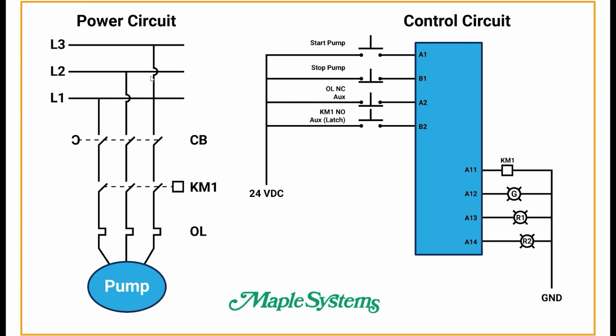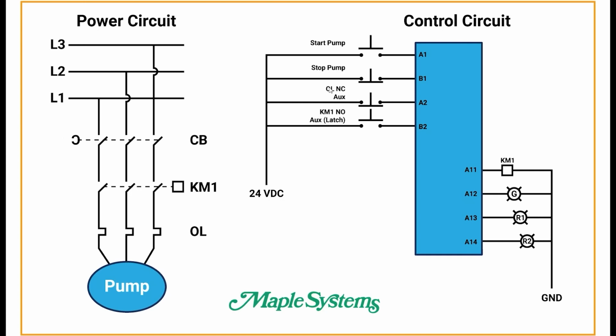Now on the power circuit, CB stands for circuit breaker, KM1 is the pump contactor, and OL is the overload. Going to the control circuit, here are your digital inputs. A1, B1, A2, and B2 are the actual labels on the terminal block. So you have these symbols here: your normally open contact and your normally closed contact symbol.